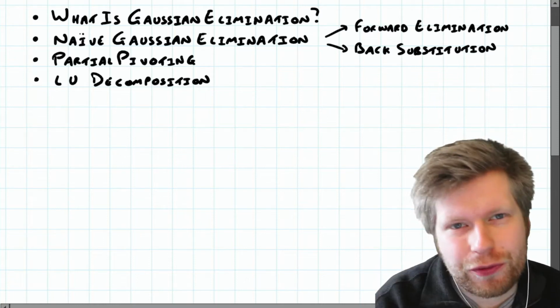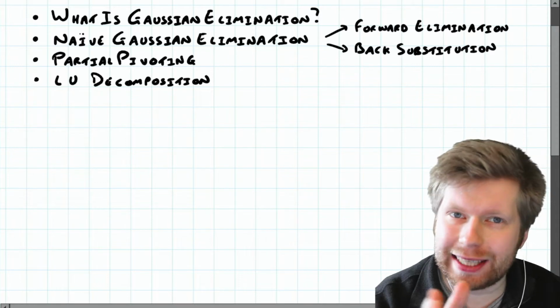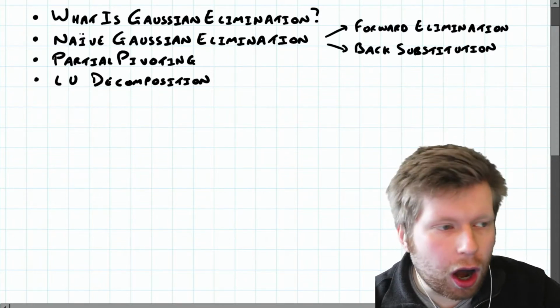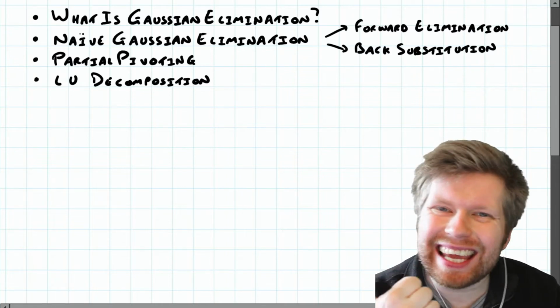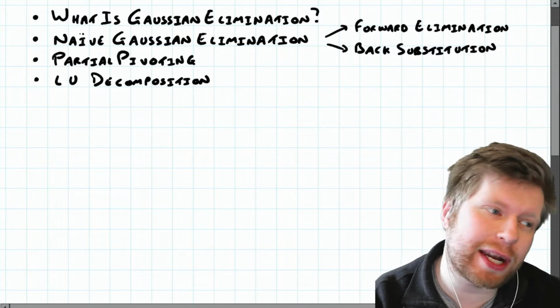Hello, so in the next series of videos and the lectures and labs this week, we are going to be looking at something called Gaussian elimination. And the four things that we're going to be looking at are, I've written them down on the screen. So the first thing is, what is Gaussian elimination? Why is it useful? Why do we care about Gaussian elimination?